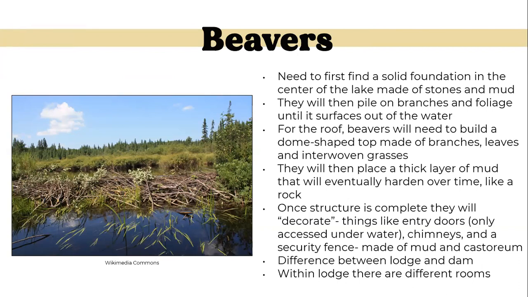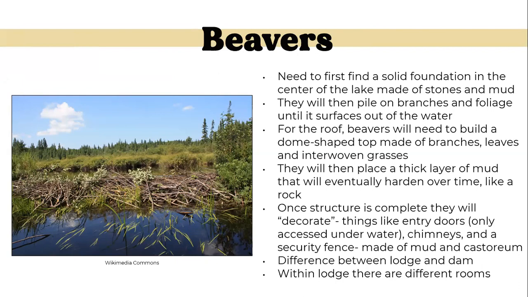So what a beaver does is they first find a good solid foundation in the center of a lake to basically make this dam. They will pile on branches and leaves until it surfaces out of the water, like in this photo here. Oftentimes for their lodge or even the dam, they will make roofs. A lot of the time this is for their home. They don't want to get wet. They don't want to get rained on. They don't want to get cold, that kind of stuff. So they'll build this dome-shaped top made of branches, leaves, and interwoven grasses, and then they will place a very thick layer of mud on top that over time will harden to make a roof for their house.